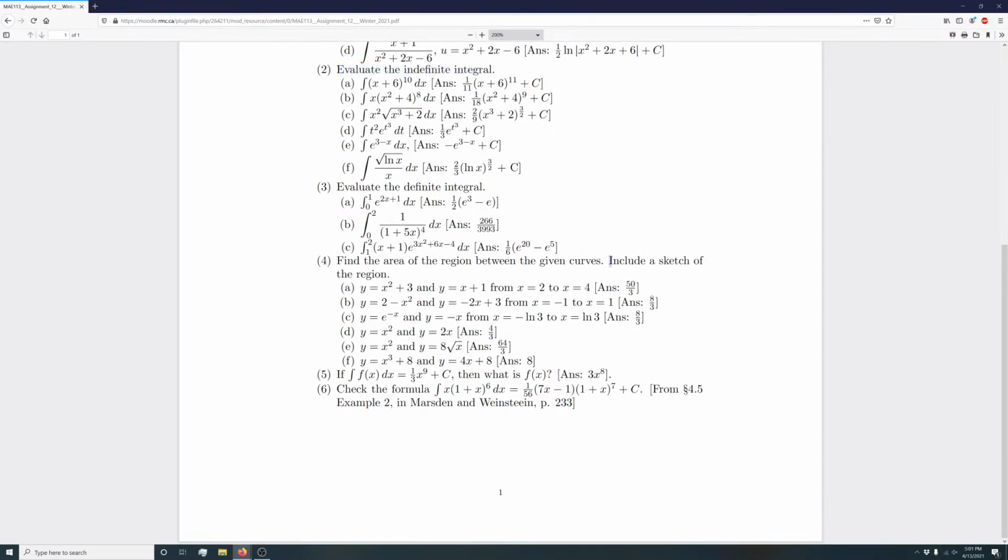And again, I would say include a sketch of your region. That's a helpful hint. Some of them will give you the limits of integration. So A through C will give you the limits of integration, while D through F doesn't. You'll have to find the points where they intersect. Maybe I will look at that question. So just switch back to the paper.